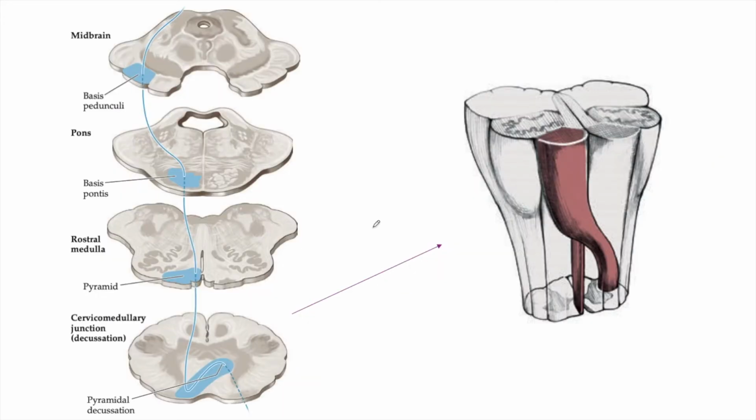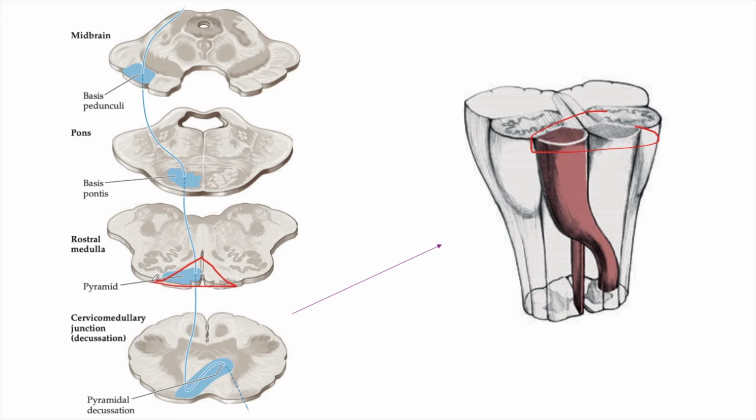From there, the corticospinal tract descends immediately through the ventral pons and the ventral medulla. In the rostral medulla, the corticospinal tract juts out from the ventral side of the brainstem a bit and forms a triangle in cross-section. Because of this, it's called the medullary pyramid.